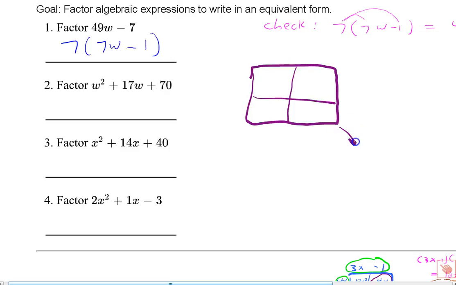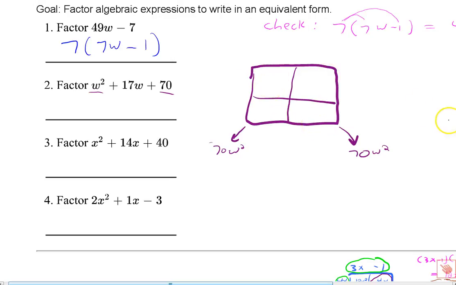And I know my diagonals are going to have a certain product, and it's going to be w squared times 70. So I'm going to have 70w squared on this diagonal, and 70w squared on this diagonal, the products.